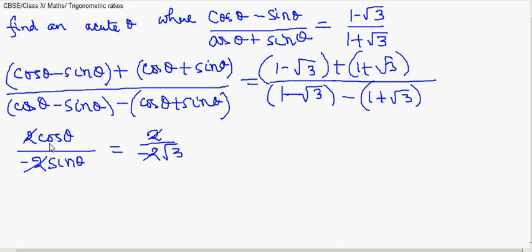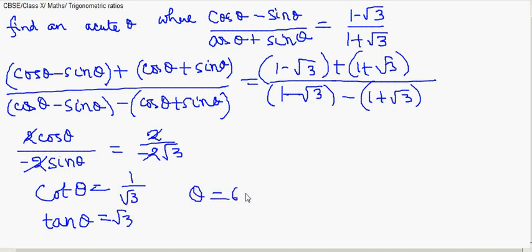I'm getting cos theta upon sin theta, which is cot theta, and I'm left with 1 by root 3. If you look at the trigonometric ratios table, cot theta is 1 by root 3, which I think is given at theta 60 degrees. So either you convert it into tan theta, which is root 3, and you recall, or you can recall it here. So theta will be 60 degrees.